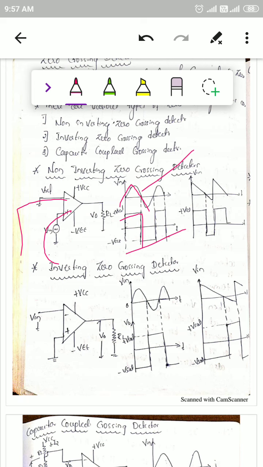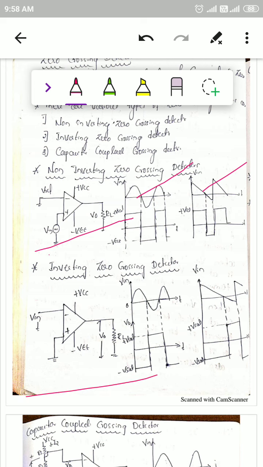See here, at the zero crossing a square wave is produced. Once again it crosses zero, and a square wave is produced. So the main function is that when the input signal crosses the zero line, it will detect it and produce a pulse. The input may be a sine wave or a ramp wave. Irrespective of the type of input, whenever the input crosses the zero line, it will detect and produce pulses. So that is the non-inverting zero crossing detector.